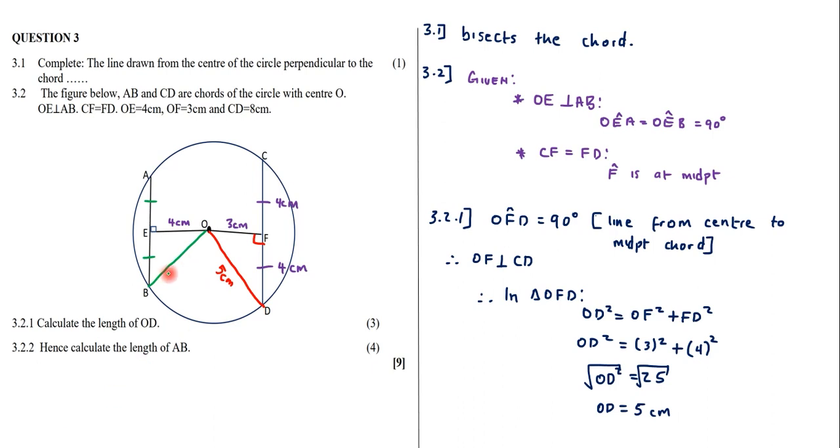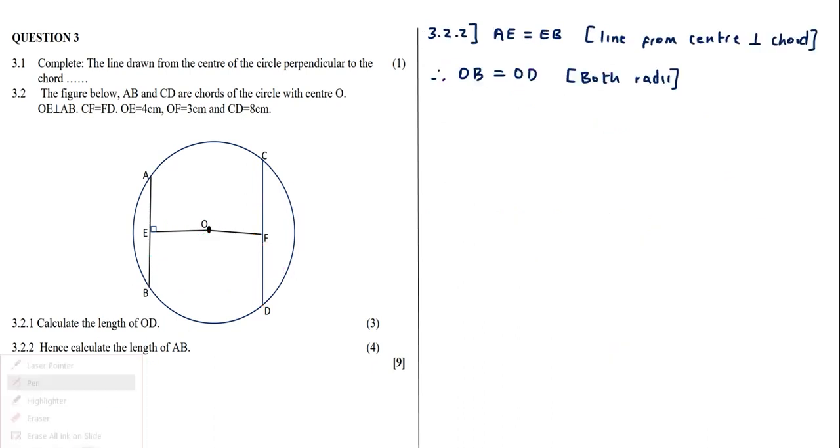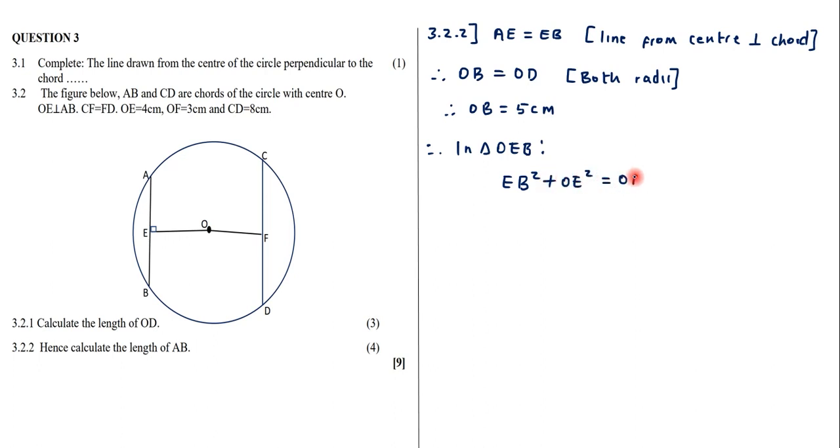All right, so now we know that this is 5 centimeters, so we just need to say that OB is 5 centimeters, and therefore in triangle OEB, we can see that EB squared plus OE squared equals OB squared. Now we want to calculate what? We want to calculate EB squared. So this is going to be OB squared minus OE squared. Now for EB squared, we substitute the value for OB, that is 5 squared, minus the value of OE we were given, which was 4, squared.